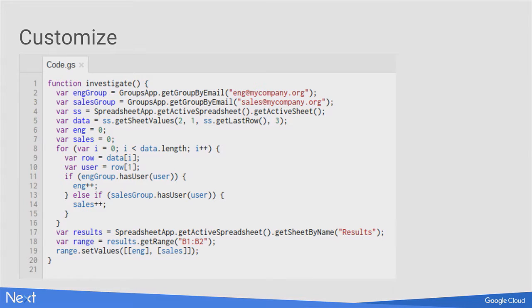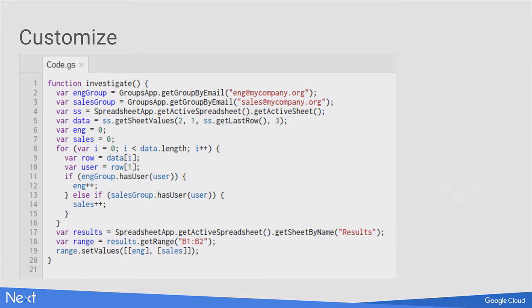So at the top, we use the Groups app, and we get the eng@mycompany.org and the sales@mycompany.org groups. Then we get the active spreadsheet, because the script is associated with a spreadsheet. And we get the data from that spreadsheet up until the last row of data. We start the engineering and sales counts at 0, and then loop through all of our data. We ask, is this user in engineering, by asking, does this group have this user's email address? If not, are they in the sales group? Does it have that user's email address? And we just increment the sales and the engineering variables by 1.